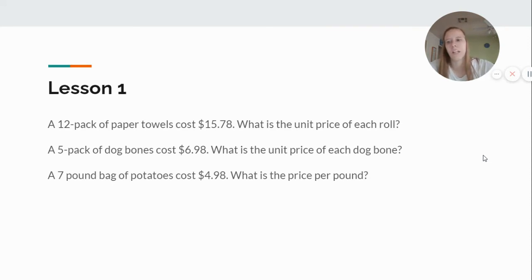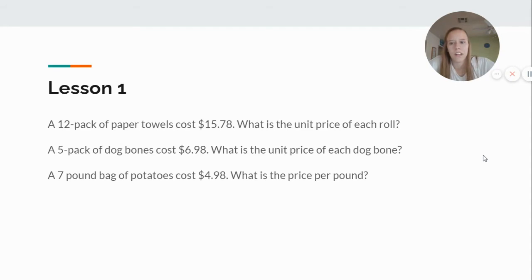So first one is a 12-pack of paper towels costs $15.78. What is the unit price for each roll? So we are going to take $15.78 divided by 12, and we get $1.32 because we're going to round that. So $1.32 for the first one. Work on the next two by yourself, and then hit play when you're ready to see the answer.